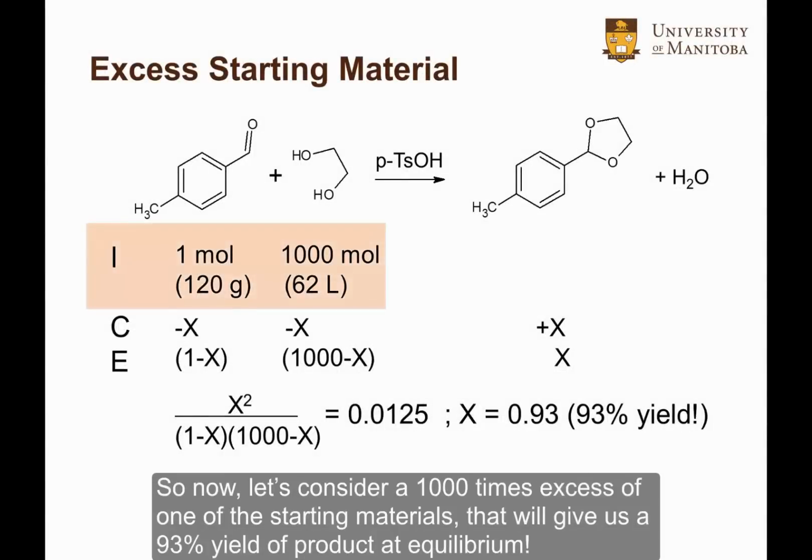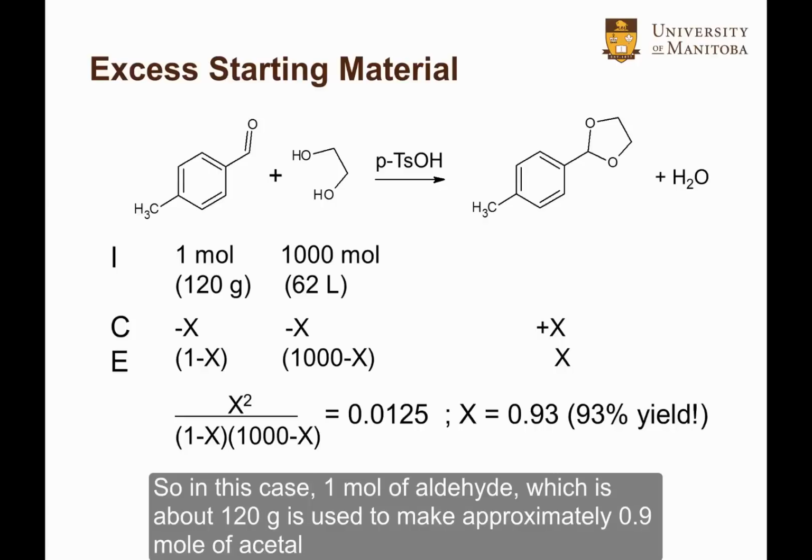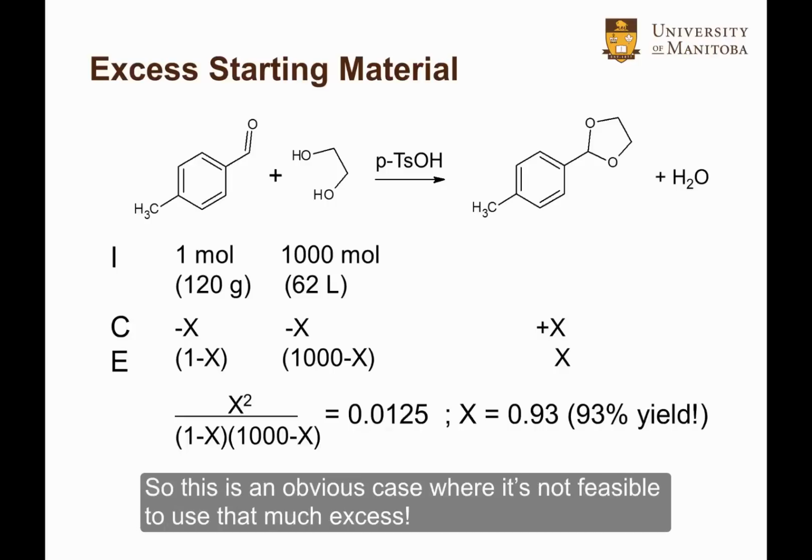So now, let's consider a 1000 times excess of one of the starting materials. That will give us a 93% yield of product at equilibrium. That being said, we still have to consider the feasibility of using that much excess, cost, and how easy it is to remove. So in this case, 1 mole of aldehyde, which is about 120 grams, is used to make approximately 0.9 moles of acetal, which requires 1000 moles of ethylene glycol, about 62 liters of ethylene glycol. So this is an obvious case where it's not feasible to use that much excess.